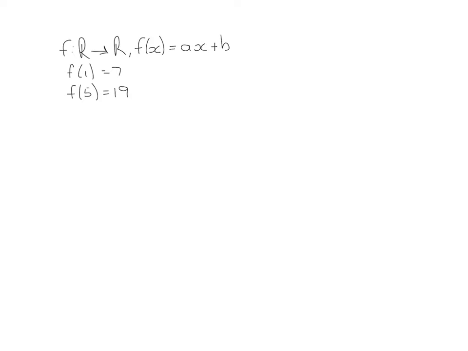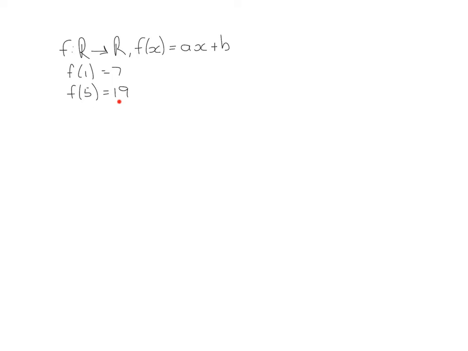Here is an example of another problem. It says that there is a function where the domain is real numbers, the codomain is real numbers, which we can just put to the side and ignore for now, and that the function of x is a times x plus b. It also tells us more information. It says that the function when x equals 1 is equal to 7. What this means is the y value when x equals 1 is 7, and the function when x equals 5 is 19, which means that the y value when x equals 5 is 19.